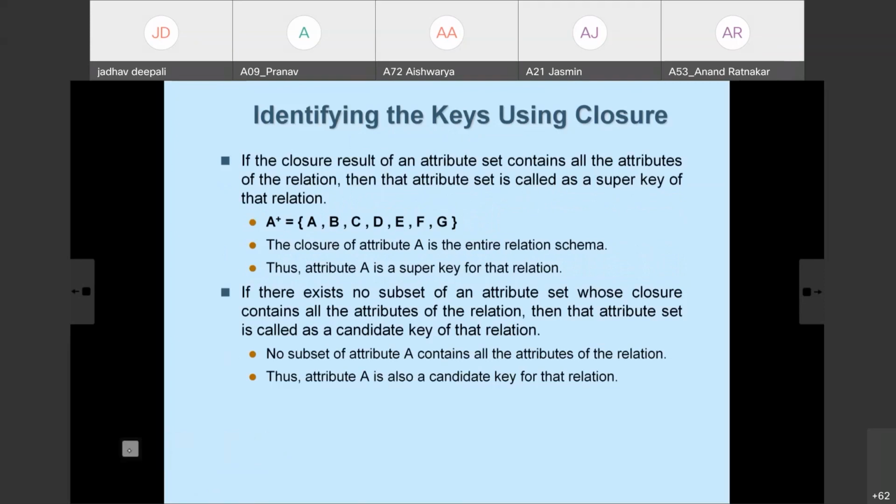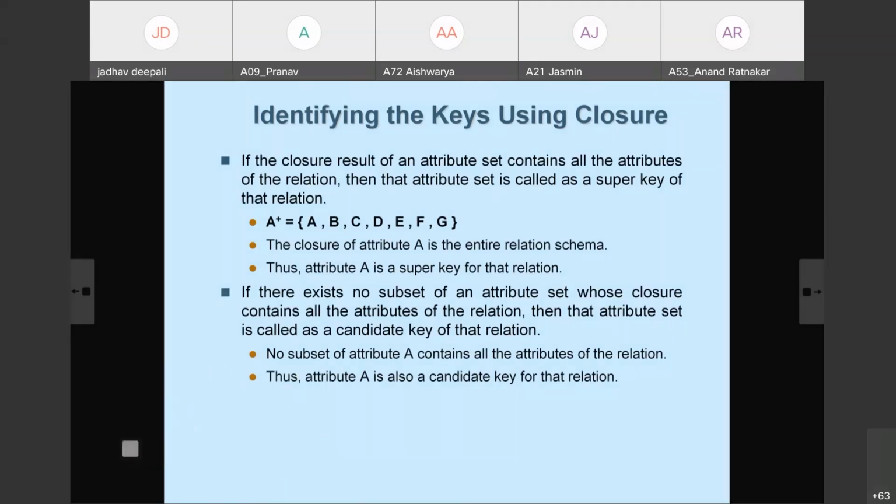If the closure result of an attribute set contains all the attributes of the relation, then the attribute set is called the super key of that relation. If the closure result of an attribute set contains all the attributes of the relation, then that attribute set is called super key of the relation.